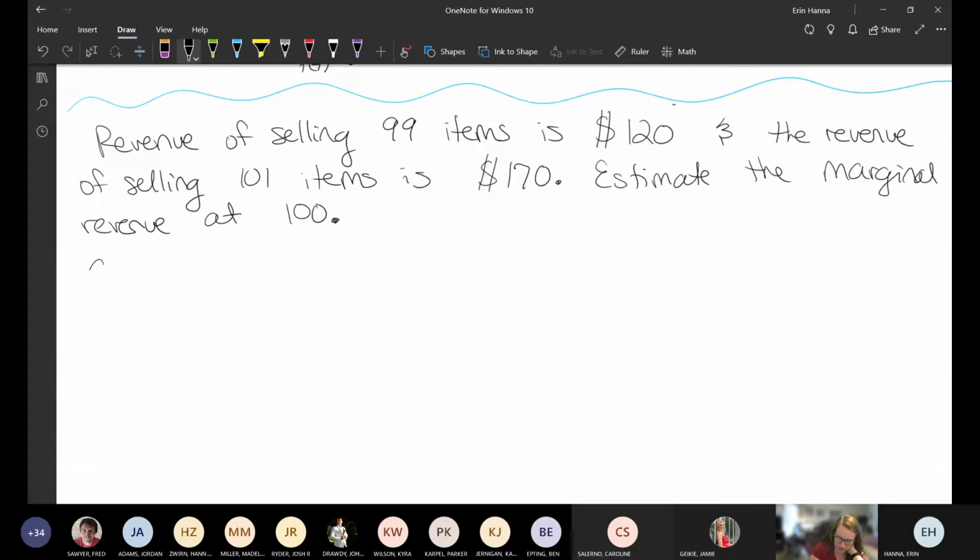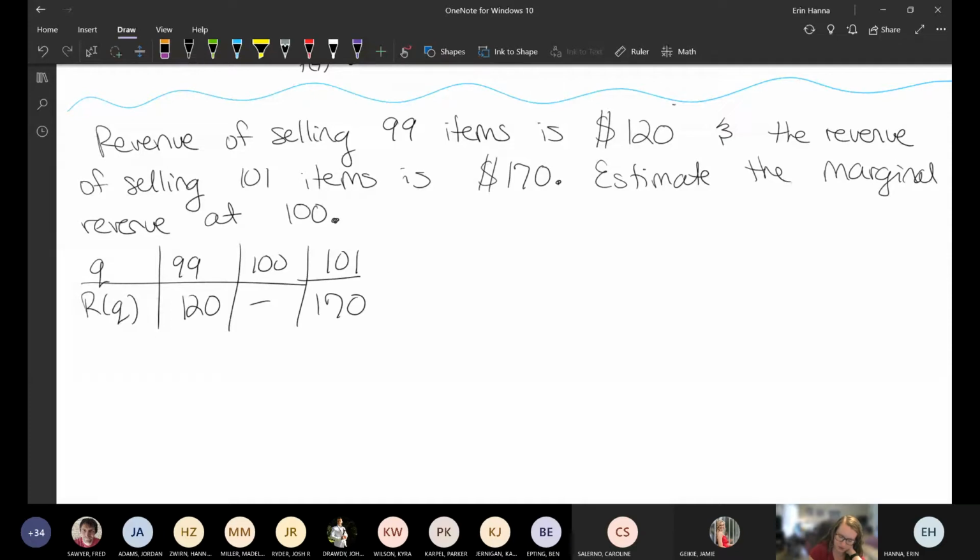So essentially what we have here is Q values and R of Q values. So we have 99 and 101, and 120 and 170. If you think about what we were doing in 2-1, since we want to estimate R prime of 100, what we would love to do is take the average rate of change on both sides and then average the two. That's what we did when we were given those values in that table: we took those sided average rates of change and averaged them together.